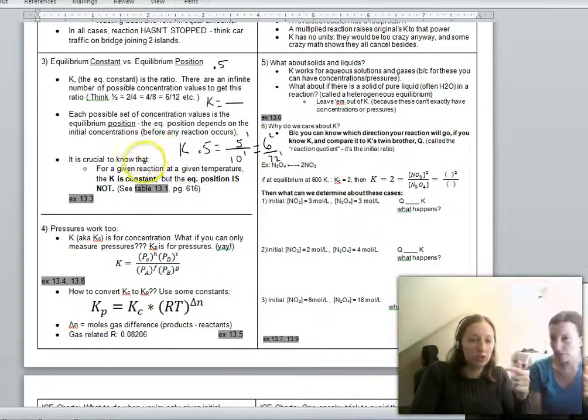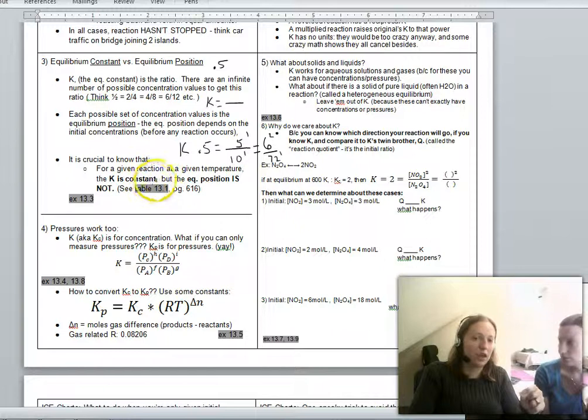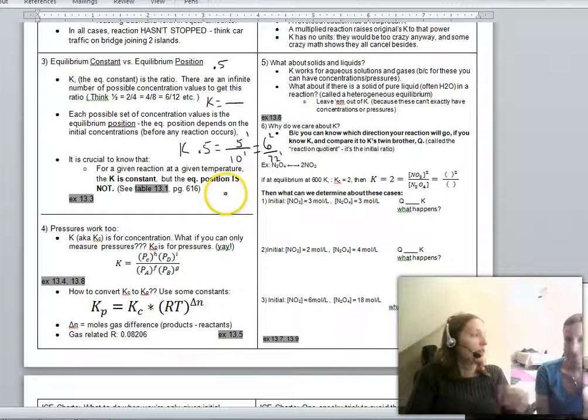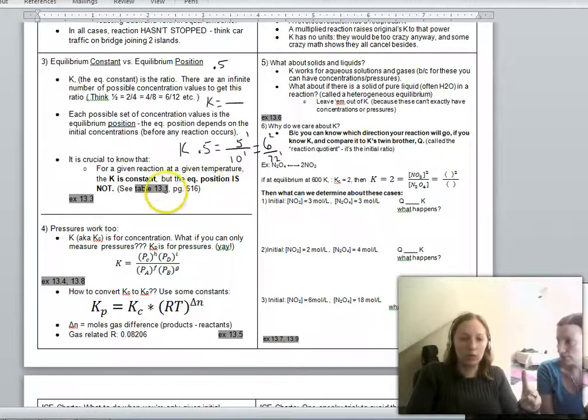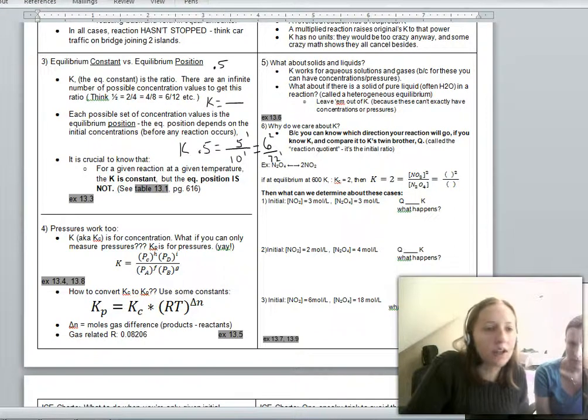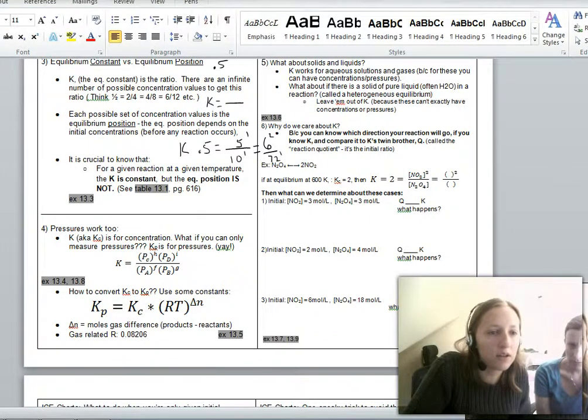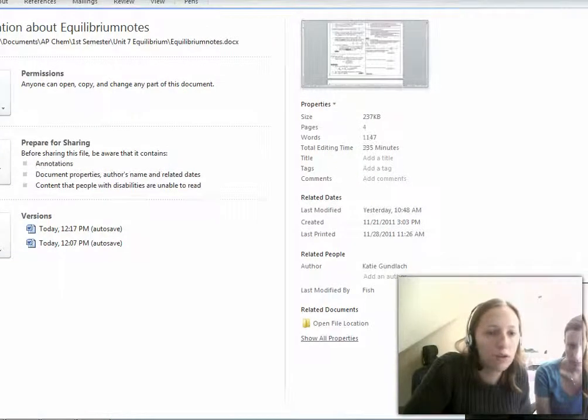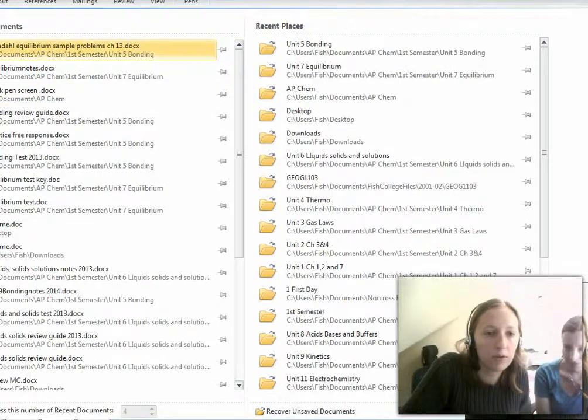So it is crucial to know that for a given reaction at a given temperature, the K is constant, but the equilibrium position is not. There are a lot of different sets of concentrations that will mathematically result in the same K. And we need to now look at table 13.1, which I have hidden here.